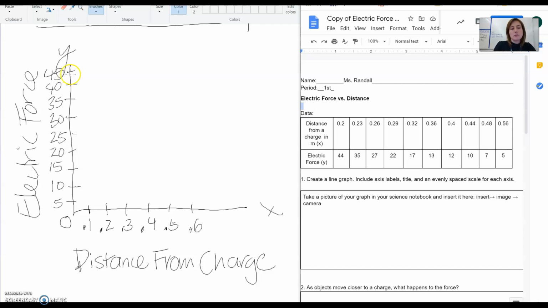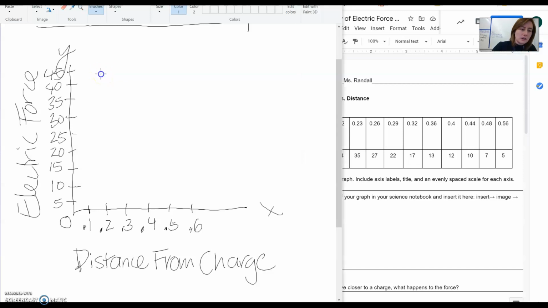It's between 40 and 45, probably closer to 45, right? And then where those two meet is where I'm going to make a dot. And you can see that dot roughly lines up with 44 and 0.2. You don't actually need those two lines I drew. I just drew those to show you how they line up. That's how I decide where to put the point.